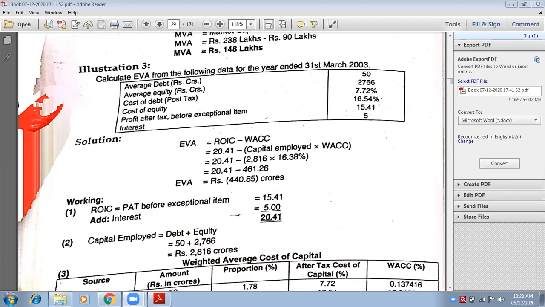So what we need to do? Interest is already deducted, but I don't want interest to be deducted. So what do I do? Yes, add it back. Very good. Add it back. Very simple. Now here the NOPAT formula is very different. What is the formula of NOPAT here? Profit after tax, add interest.